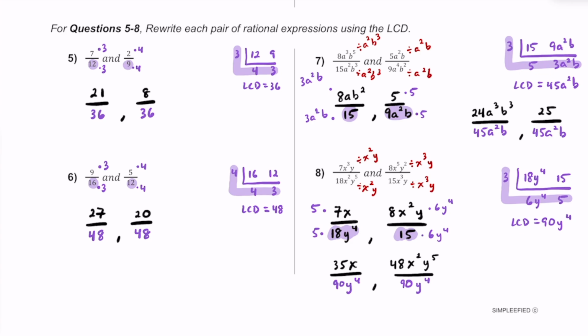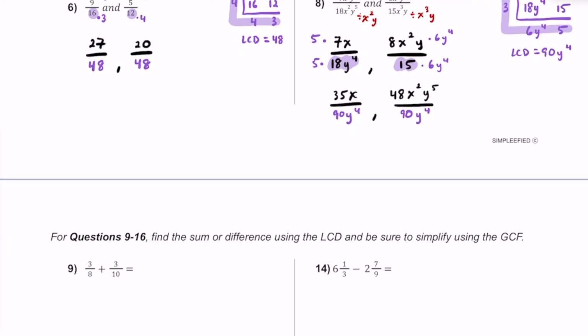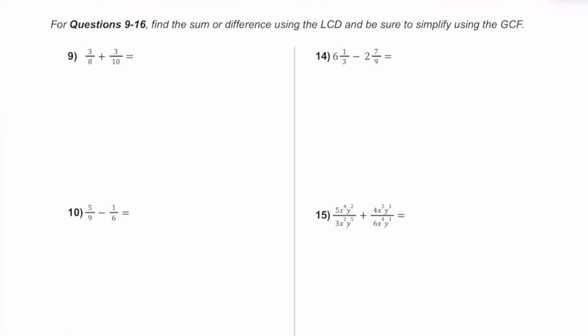So now that we practiced some of these background skills, let's go ahead and put these together and try adding and subtracting some of these expressions together. Make sure we're going to go ahead and use LCDs, or the least common multiple of the denominators, so that we can go ahead and add and subtract these expressions. And then if we can, we should always simplify using the GCF after.